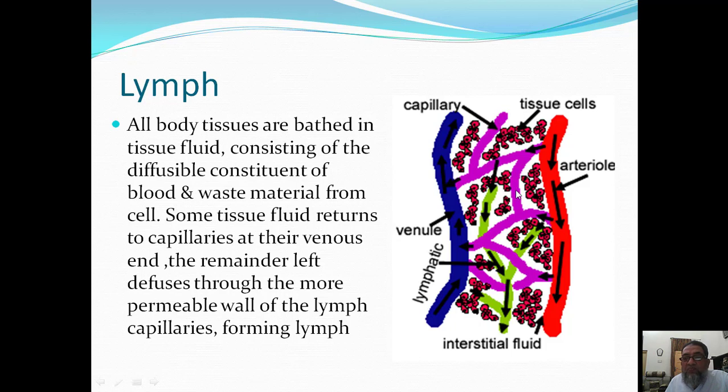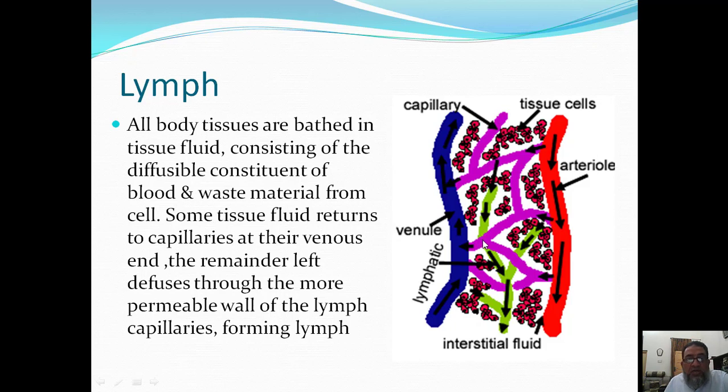So the remaining fluid present within the intercellular spaces is then drained by the lymphatic capillary. This remaining interstitial fluid is called lymph. The tissue fluid consists of diffusible constituents of blood and waste material from the cell. Some tissue fluid returns to the capillary at their venous end. So in this diagram you can concentrate on this.